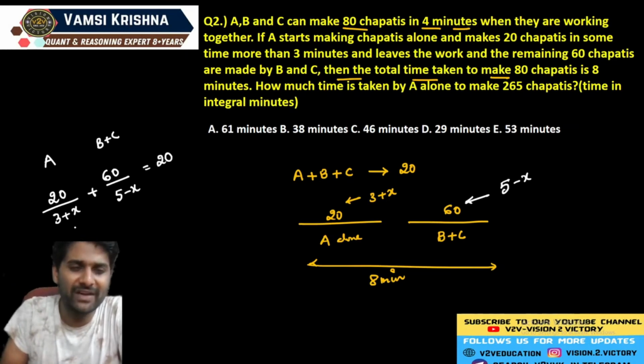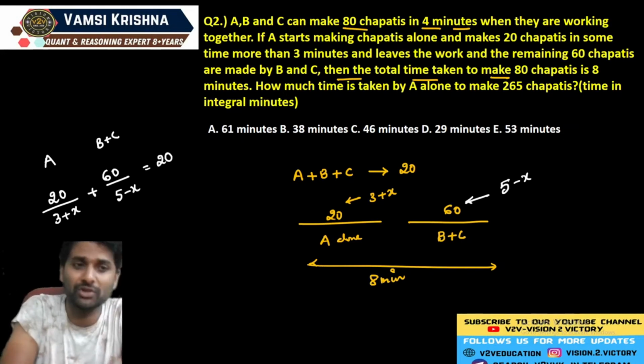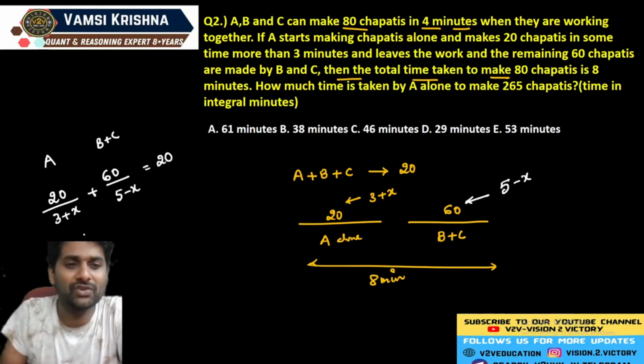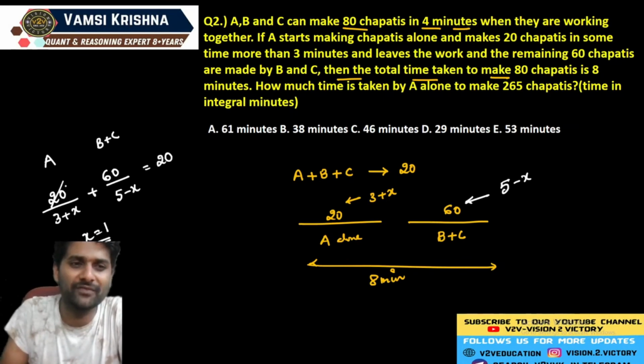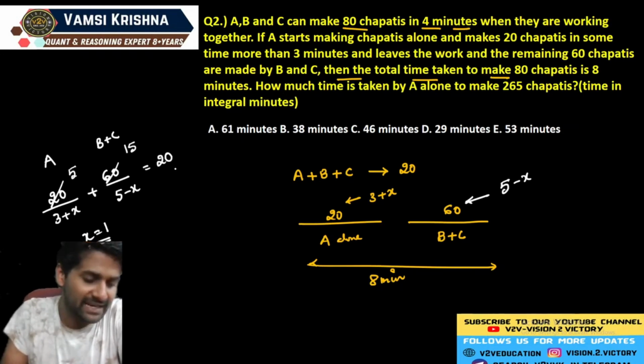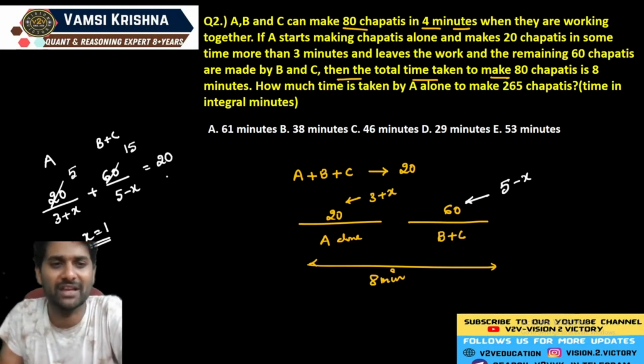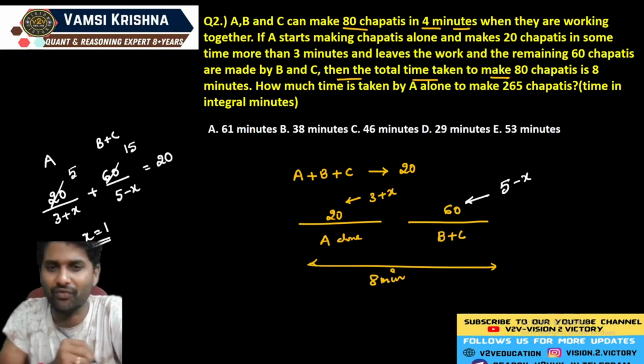Guys, we need the x value. If you replace the x value, the resultant numbers must be exactly divisible by 20 and 60. So we can say that x must be 1. Now check it out. If x is equal to 1, here it is exactly 5 times, here exactly 15 times. Then see, the right hand side value is exactly equal to the left hand side value. Now you will get the x value as 1.